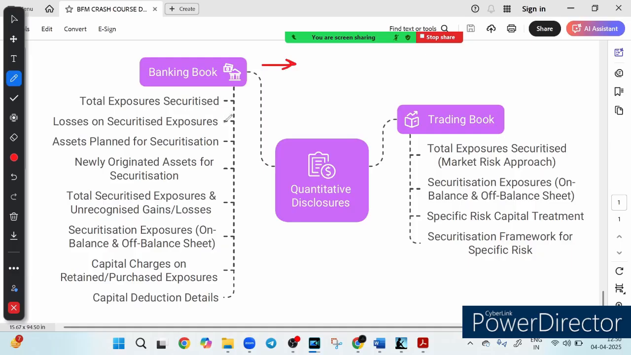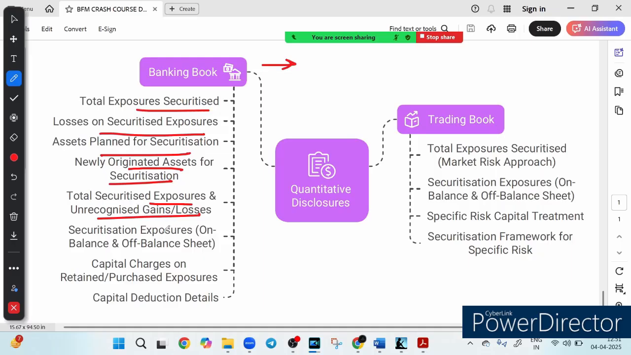When banks securitize their assets, they need to disclose key figures related to their banking book, like how much exposure is securitized, meaning the sum of all the assets converted into securities; losses on securitized exposure, which means any financial hit from this transaction; asset plan for securitization, which is the future securitization strategy; and newly originated assets for securitization, which means fresh assets added to the pool. Then we have total securitized exposure and unrecognized gain or loss, which means the total value of securitized assets and any unrealized profit and loss.